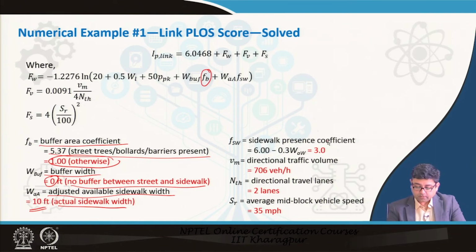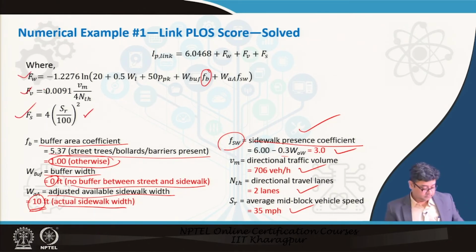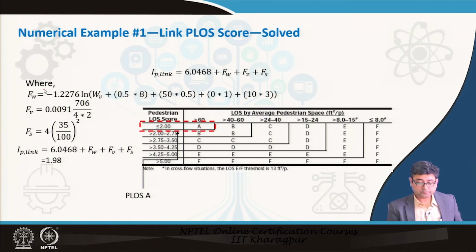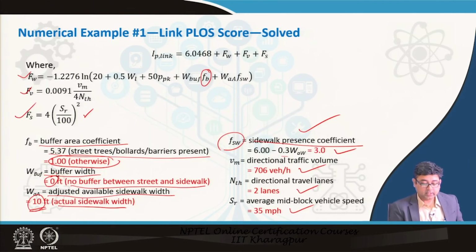Okay. In this case, for the sidewalk, if you just put 10 here, you will know the factor of sidewalk presence coefficient, which comes out to be 3. We already know the average speed here. We will know each of these factors now. If you calculate each of them, you will see that you get a link score of 1.98. So, you have already got the link score of 1.98. You have already calculated it.